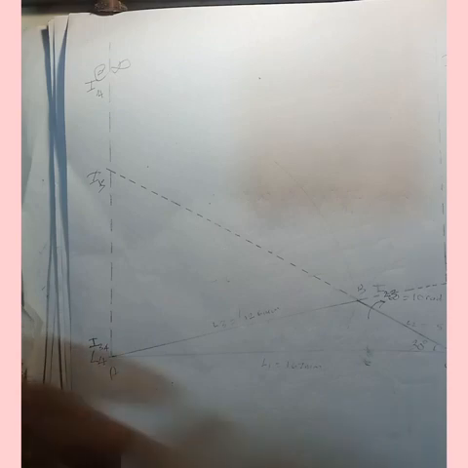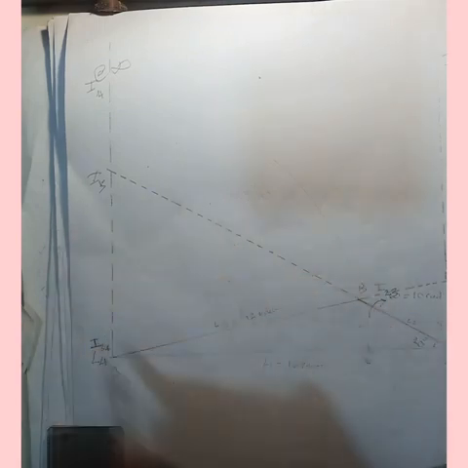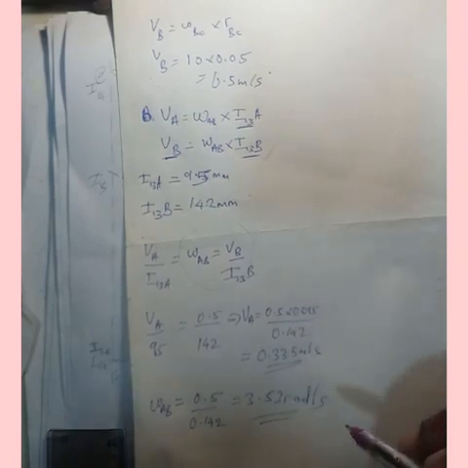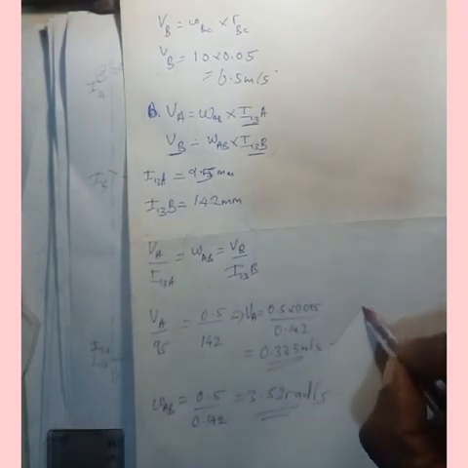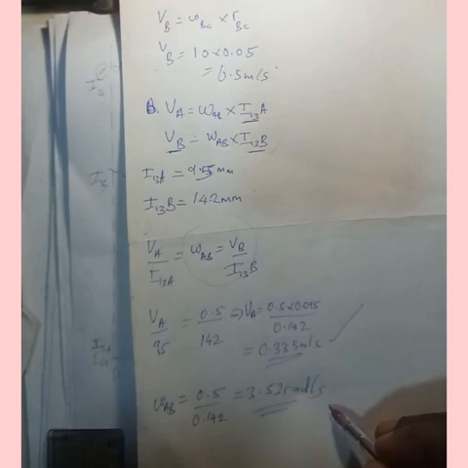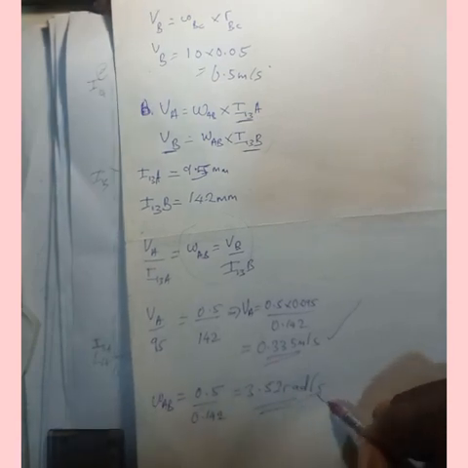So now we've been able to locate all the centers, 6 of them. We've been able to find the velocity of the slider VA, and then we've been able to find the angular velocity of the connecting rod AB.